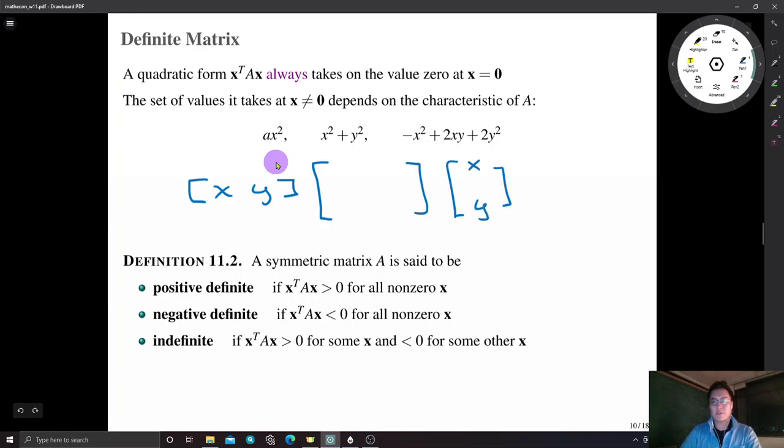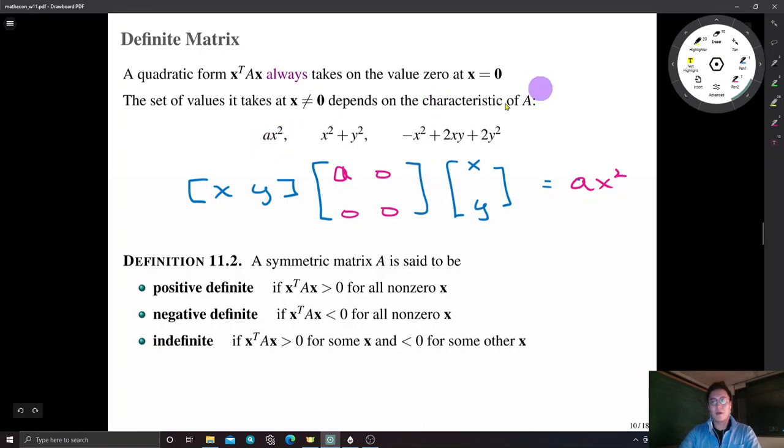If I choose the inside matrix as a, 0, 0, 0, then you can easily compute that this multiplication product is going to be, not 1 but a, and you can easily see that this is ax squared. Depending on the sign of a, if a is negative, then no matter what x, this gives us a negative value. If a is positive, it gives us a positive value.